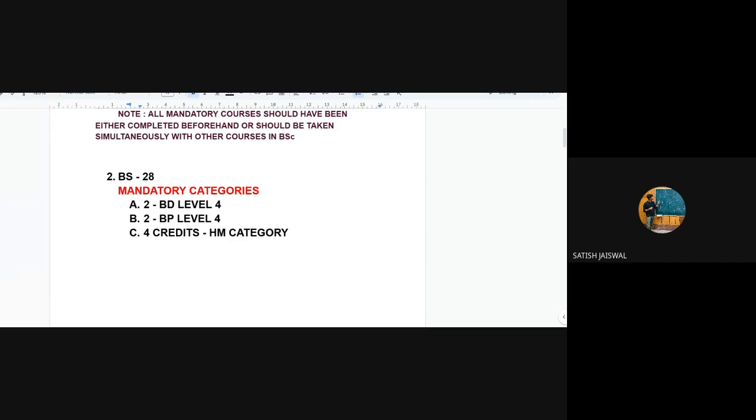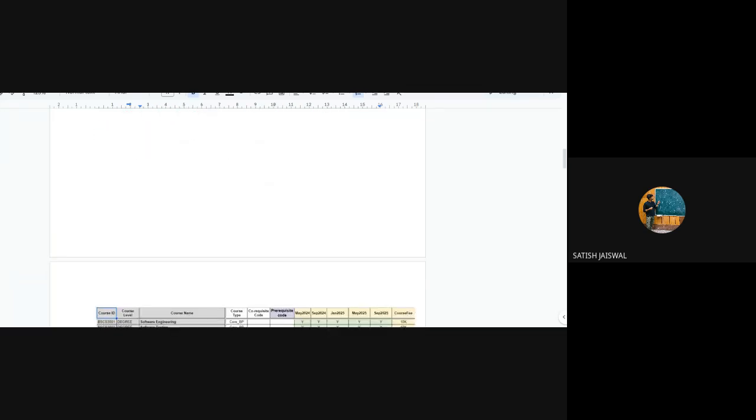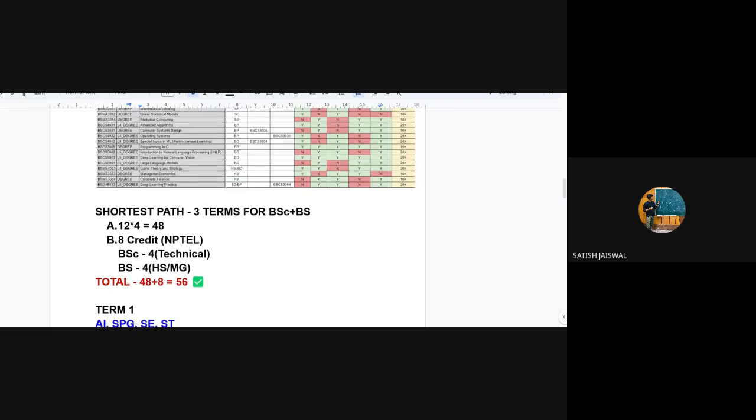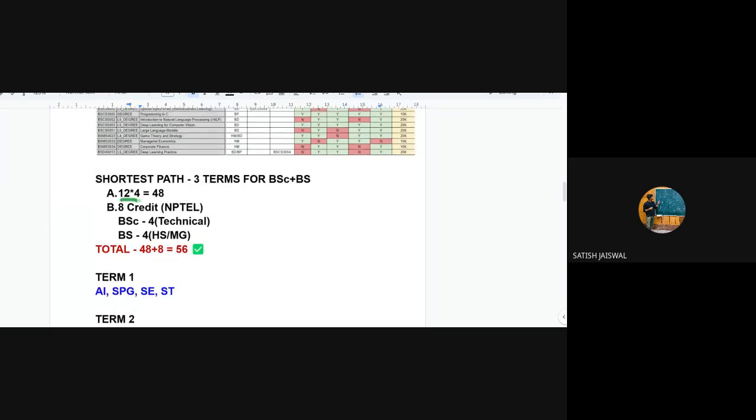You can consider it like the programming diploma subjects and the data science diploma subjects. They can be taken simultaneously, right? So I'll be showing you how you can complete the BSc and the BS in 3 terms. What you can do is take 4 subjects in each of the terms. So that will give you how many credits? 48 credits. And there is something called credit transfer that can be done using NPTEL.